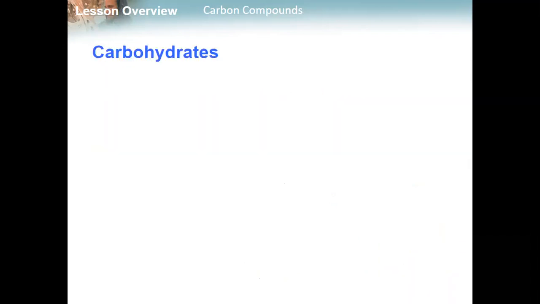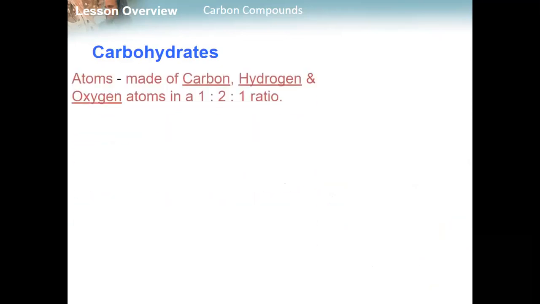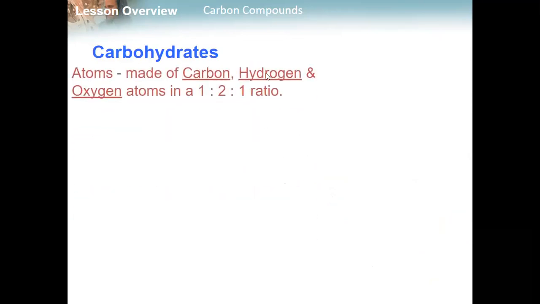The other thing that we're going to take a look at is carbohydrates. Carbohydrates are also made out of carbon, hydrogen, and oxygen atoms, but the atoms are in a 1 to 2 to 1 ratio.